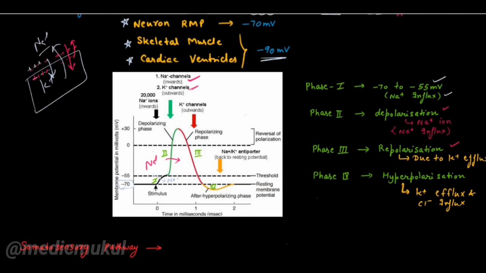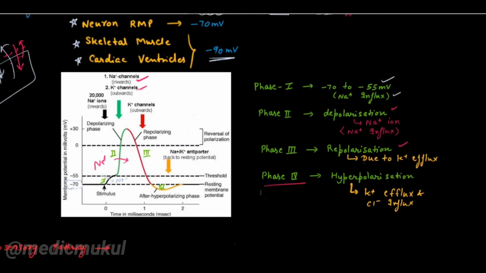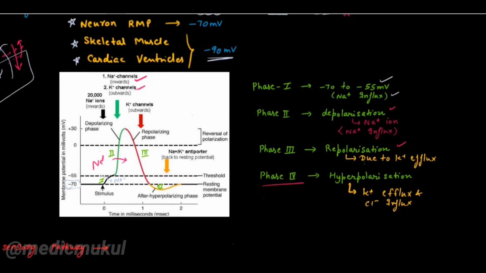So repolarization is due to potassium efflux. In phase 4, there will be hyperpolarization. What happens in phase 4 is potassium efflux and chloride influx, because in hyperpolarization there is the GABA neurotransmitter. The mechanism of action is totally different from what we are studying. So if hyperpolarization occurs, it is due to an inhibitory neurotransmitter.